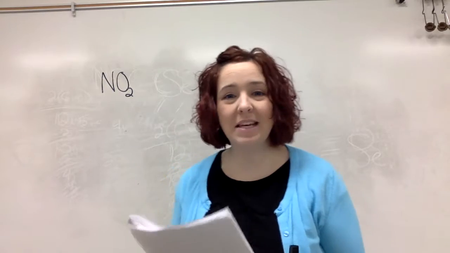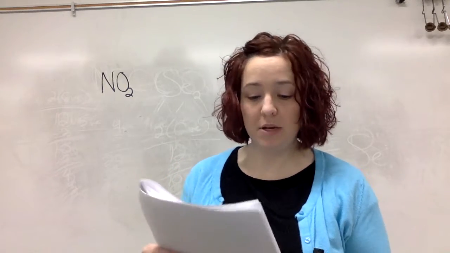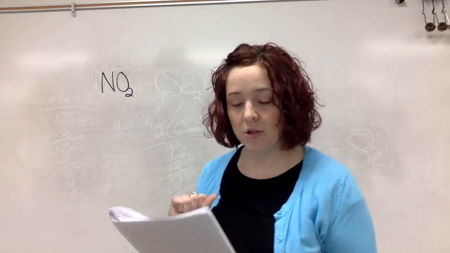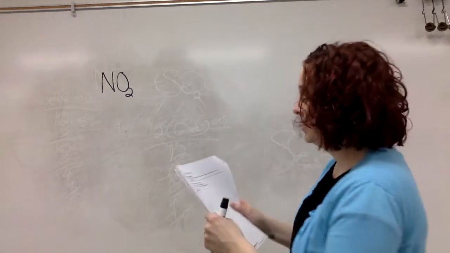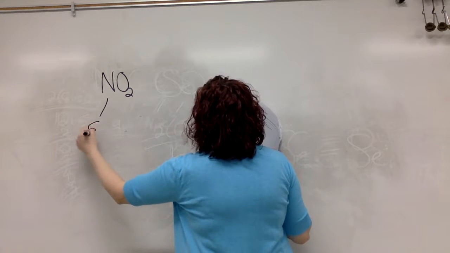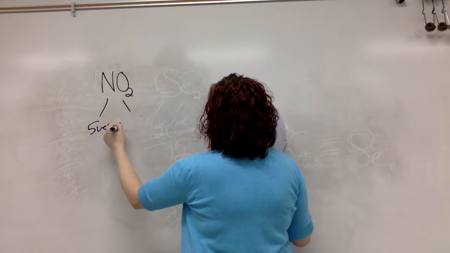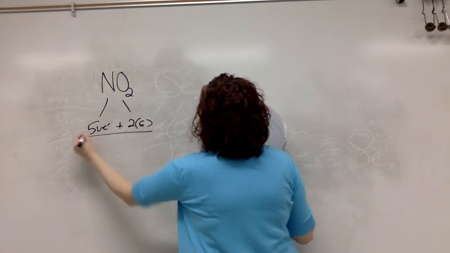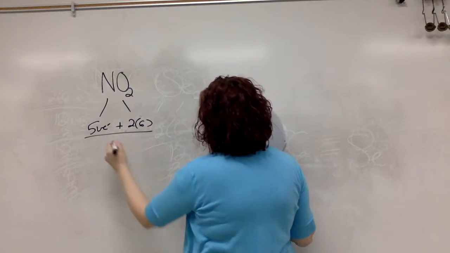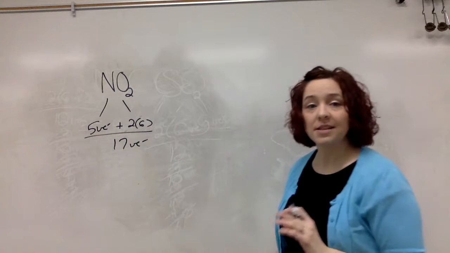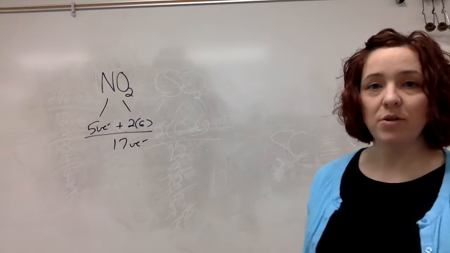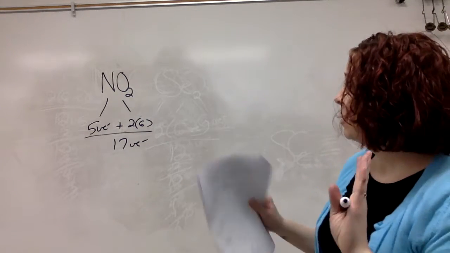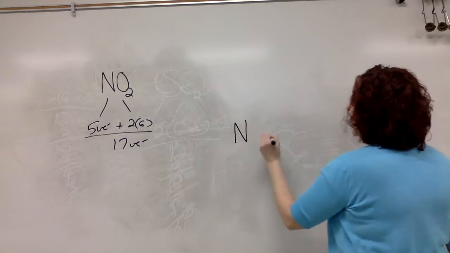The first two are going to be incomplete octets, which means less than 8. All right, so let's start with NO2, and do everything the same until the end. So nitrogen, 5 valence electrons, oxygen, 2 times 6, so 17 valence electrons. 17 is an odd number, so our central atom is not going to have 8, but that's okay. All right, so nitrogen is our central atom.